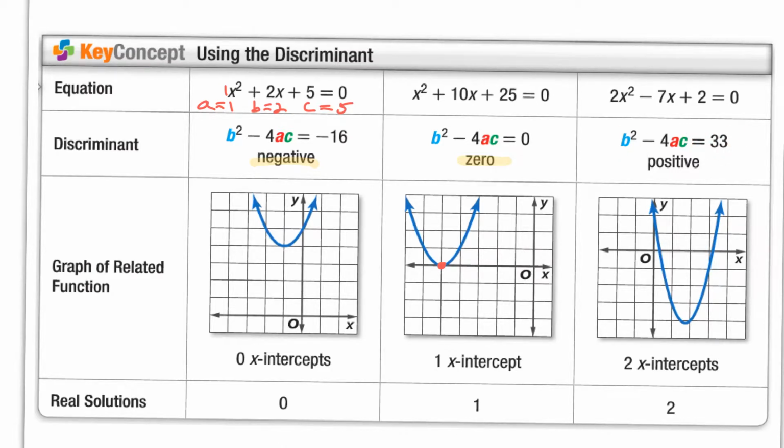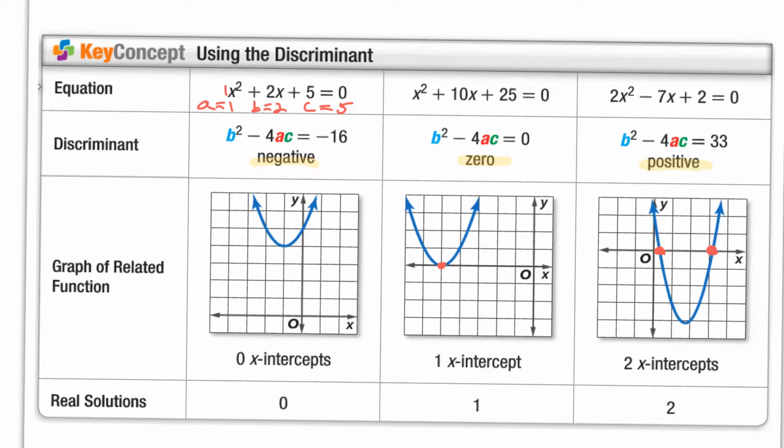Well, the key word is the number is positive right here. When the number is positive, it can be positive 2, positive 7, positive 100, positive 33. But if it is positive, when you graph it, the parabola is going to cross at 2 different points. So we have 2 x-intercepts or 2 real solutions.